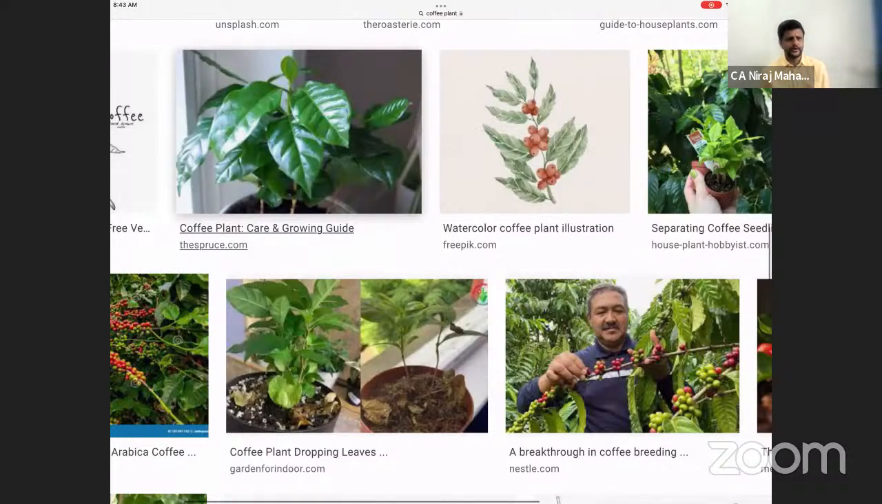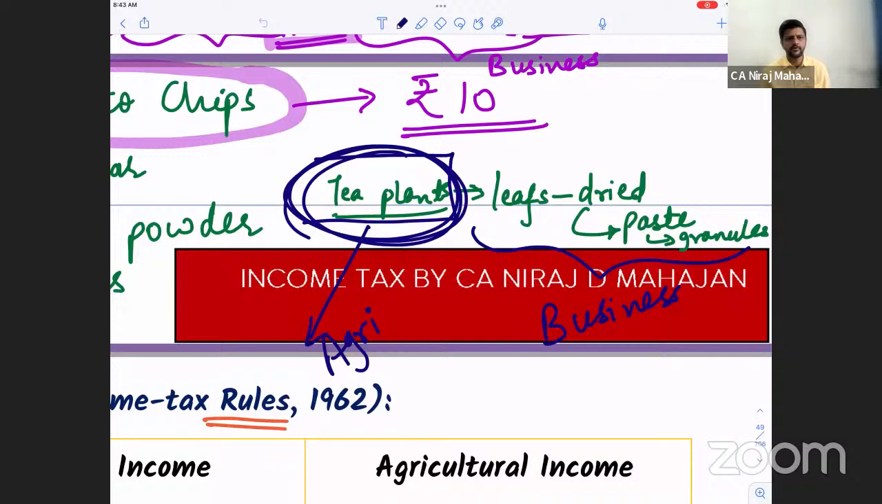Anyways. All right. Okay. So again, till the growing of the beans, I'll say it is what? Agri. And after that, beans are removed, and then again it goes for processing. It is going to be your business income. Clear to all of you?